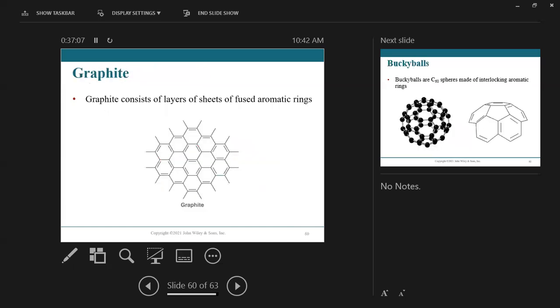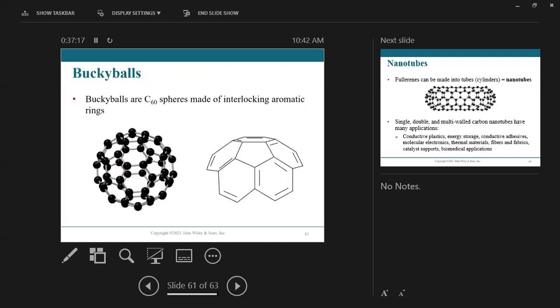It says graphite's a form of carbon, just like diamond's a form of carbon. So graphite consists of layers of sheets of fused aromatic rings, just like buckyball fullerenes. I met the guy. There were three people that invented this. Who did I meet? I met Robert Curl. They won the Nobel Prize in Chemistry for this. It was Kroto, Curl, and Smalley.